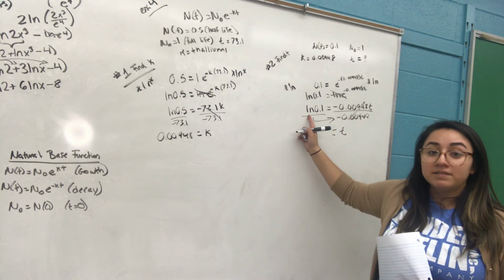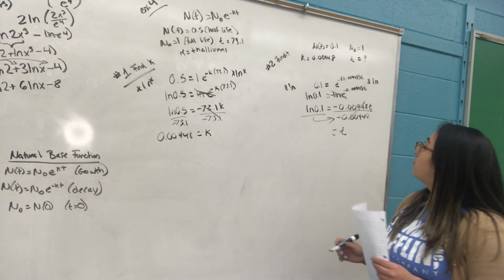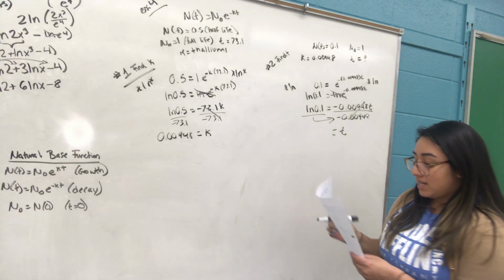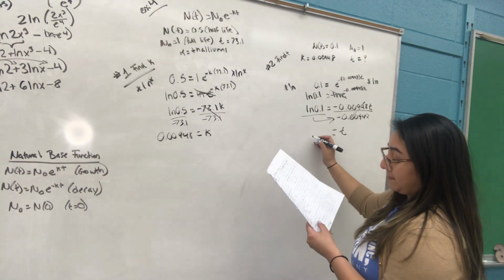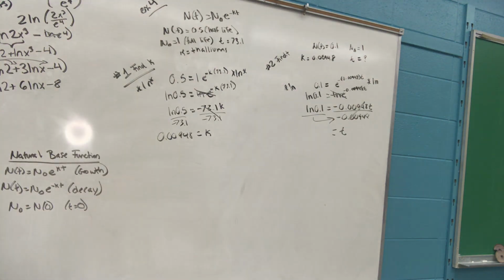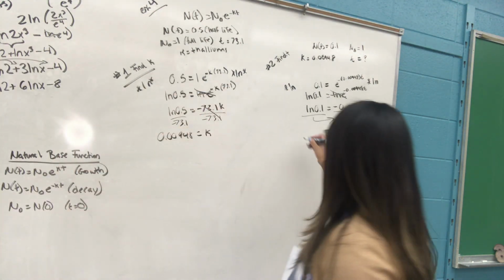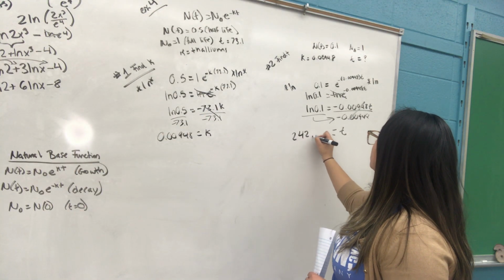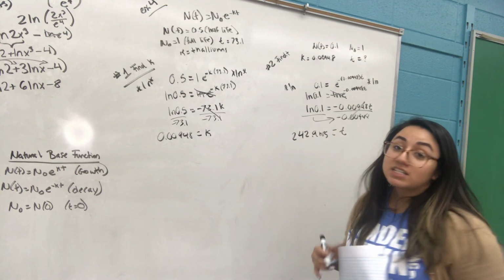Natural log of 0.1 divided by negative 0.00948. You end up with, I think I didn't write it down, but when you divide it, you get 242.9. 242.9 hours. That's how long it's going to take to decay.